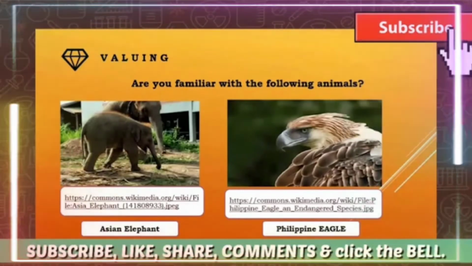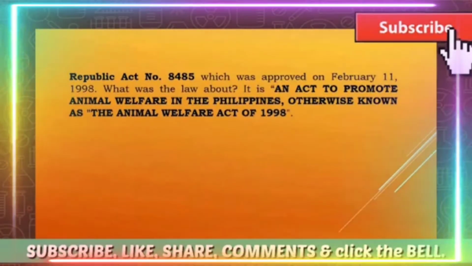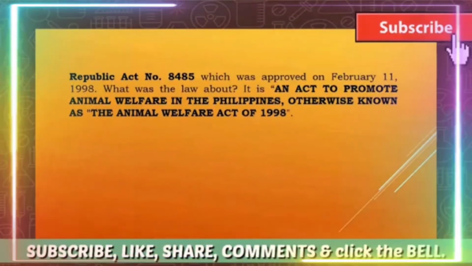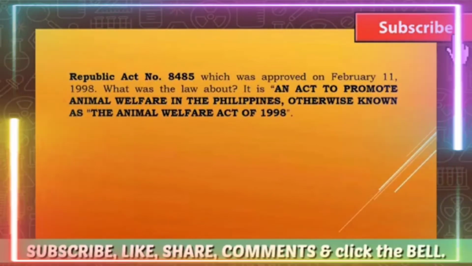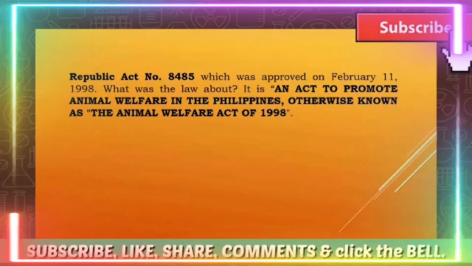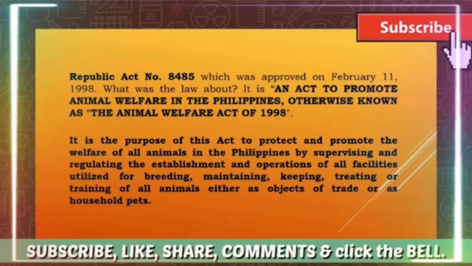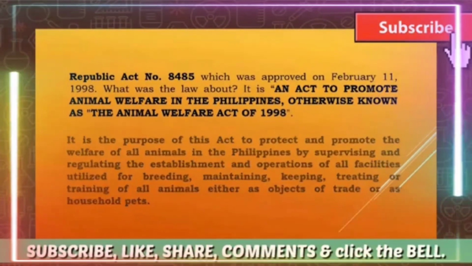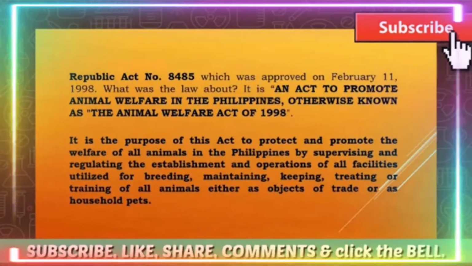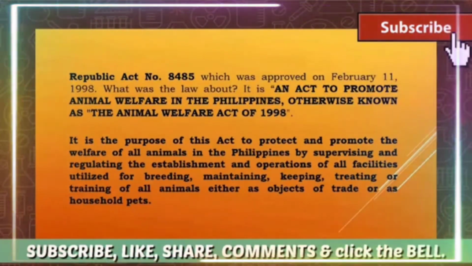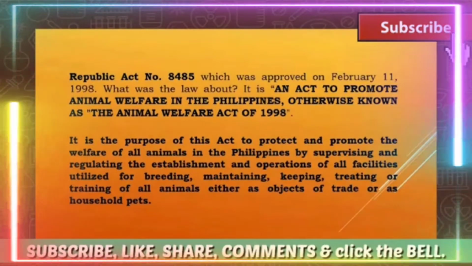How are we going to protect those animals? In the Philippines, we have Republic Act number 8485, which was approved on February 11, 1998. What was the law about? It is an act to promote animal welfare in the Philippines, otherwise known as the Animal Welfare Act of 1998. It is the purpose of this act to protect and promote the welfare of all animals in the Philippines by supervising and regulating the establishment and operations of all facilities utilized for breeding, maintaining, keeping, treating, or training of all animals, either as objects of trade or as household pets.